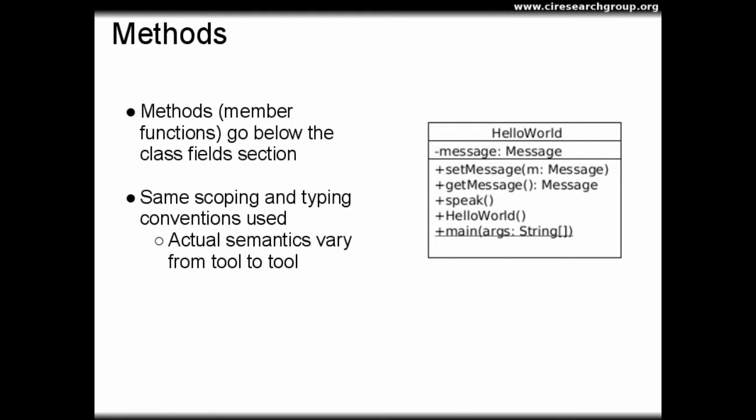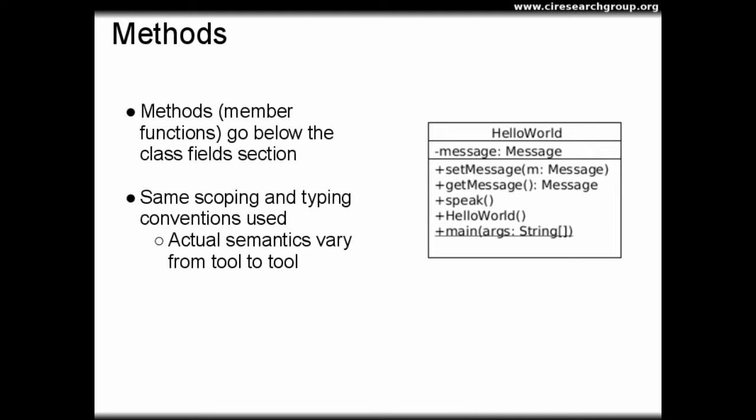Methods, or member functions in C++ speak, go below the class fields in the bottom section of a class box. These methods are functions that are members of the class, which can be called to operate on instances of objects. Static methods, or methods that can stand alone without having to be called from an instance of a class, are underlined. The same scoping and typing conventions are used for methods as are used for fields. As with fields, the exact semantics tend to vary from tool to tool, with each tool using a slightly different format. In this example, we have added 5 methods to our class, all of them public.